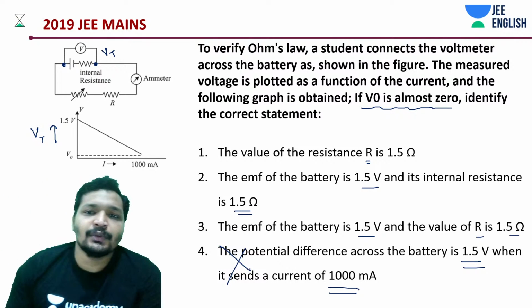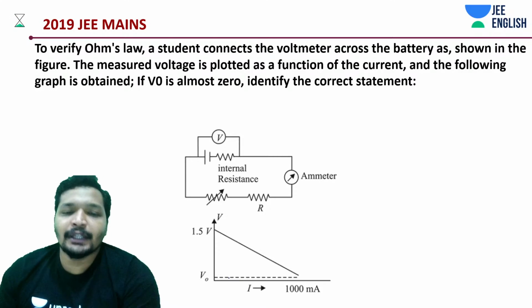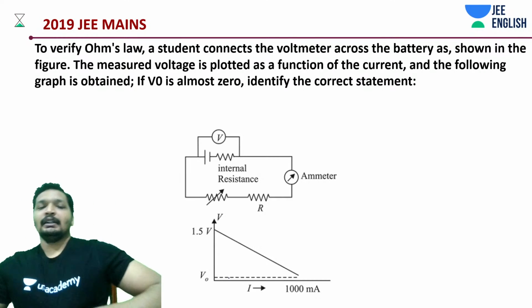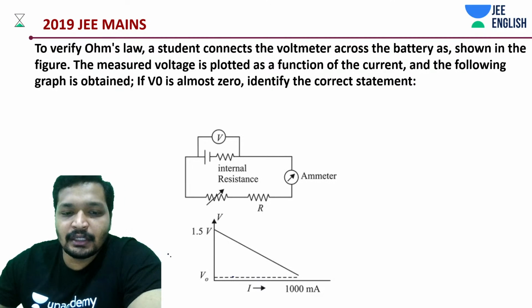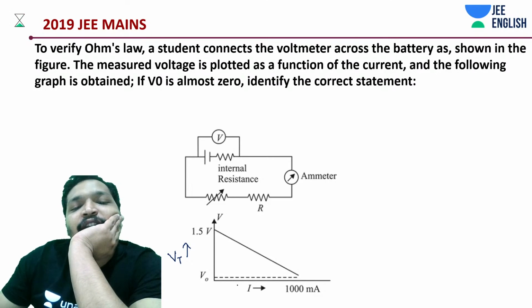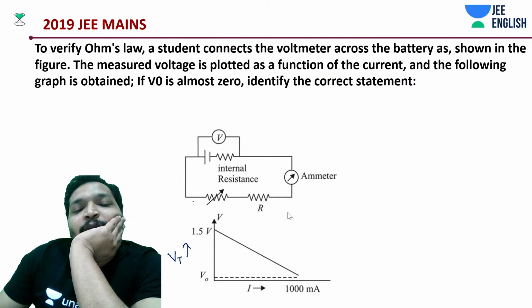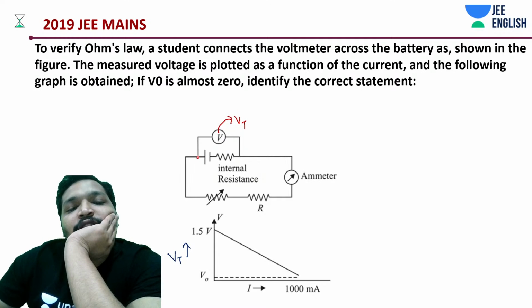Okay, let's solve this question. It's a simple question anyway, but first of all, let's do it from the graph and we will try to understand how to solve this question. Here we have terminal voltage, here we have current, and what are we measuring? You know that we are not measuring anything other than terminal voltage in this case. So what is terminal voltage?